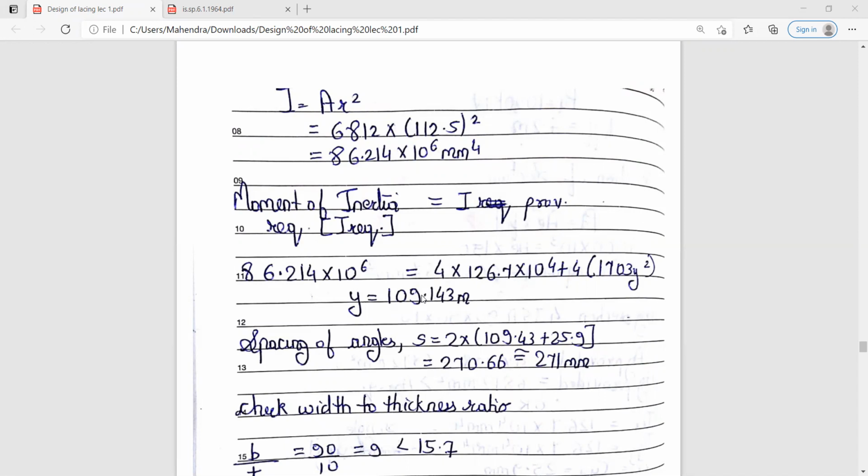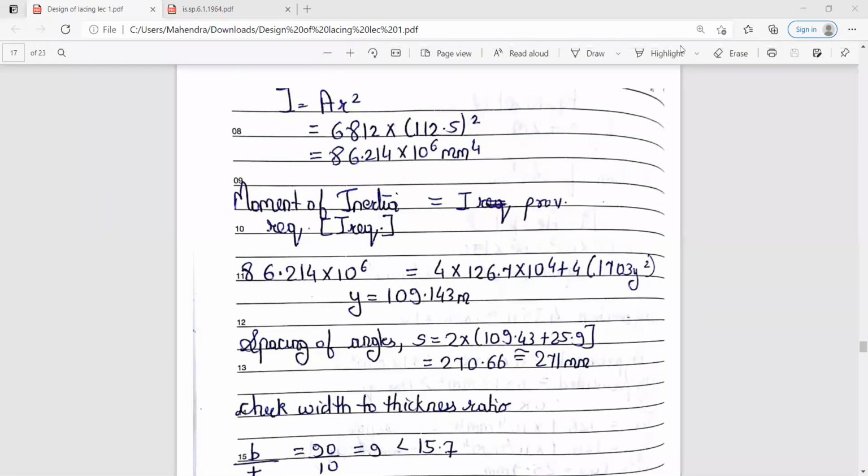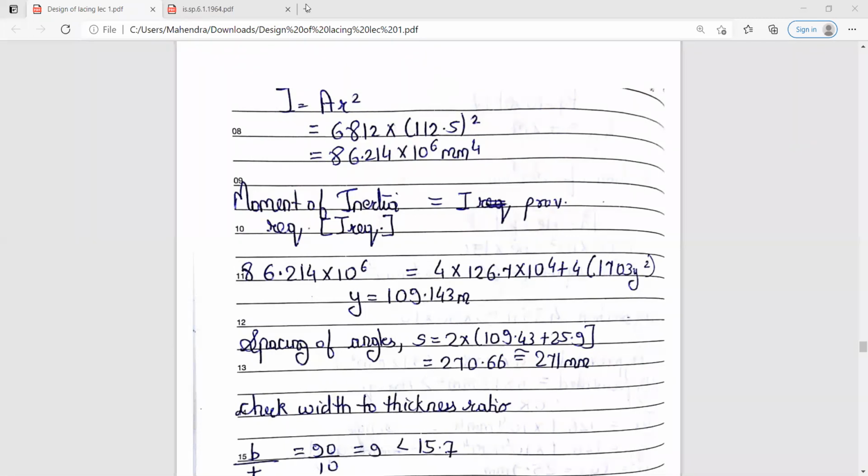Now understood? In the diagram you had drawn the distance, from where to where, how much distance, that is your y. So solve up till here.